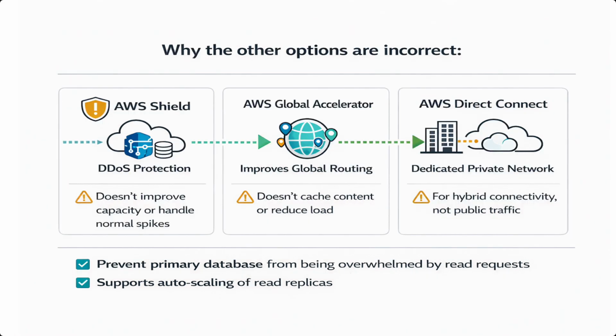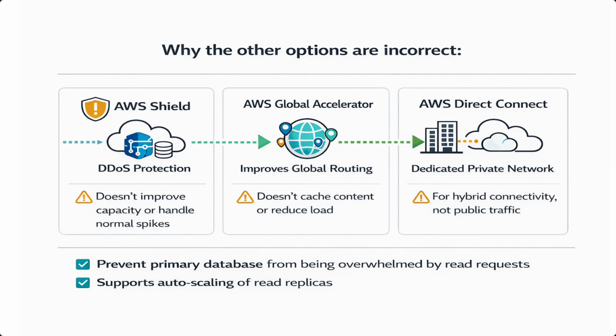Why the other options are incorrect? AWS Shield provides DDoS protection, defending against malicious attacks, but the question asks about handling legitimate periodic traffic spikes, not attacks. Shield doesn't improve application capacity or resilience to normal traffic surges. AWS Global Accelerator improves global routing and availability by directing traffic through AWS edge locations, but it doesn't cache content or reduce load like CloudFront does. It's better suited for non-HTTP traffic or when you need static IP addresses.